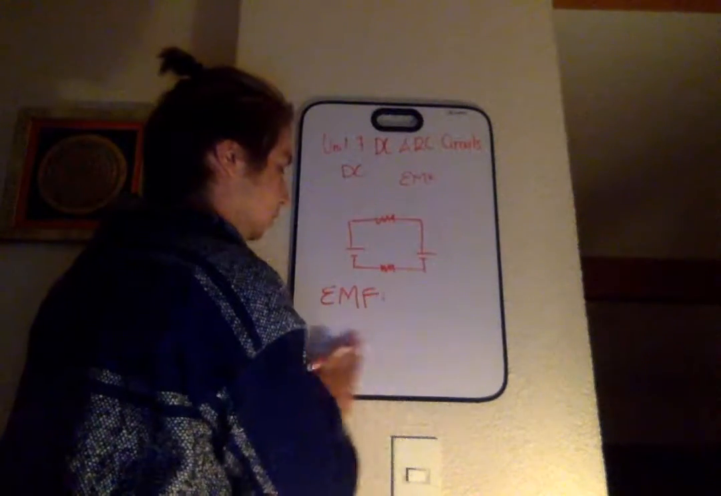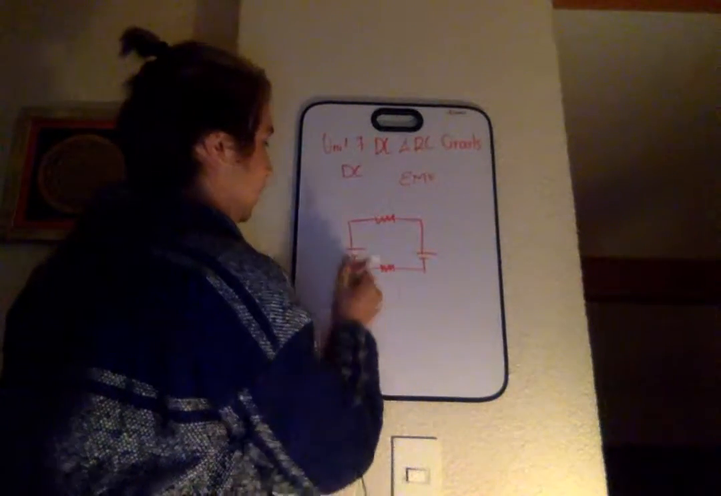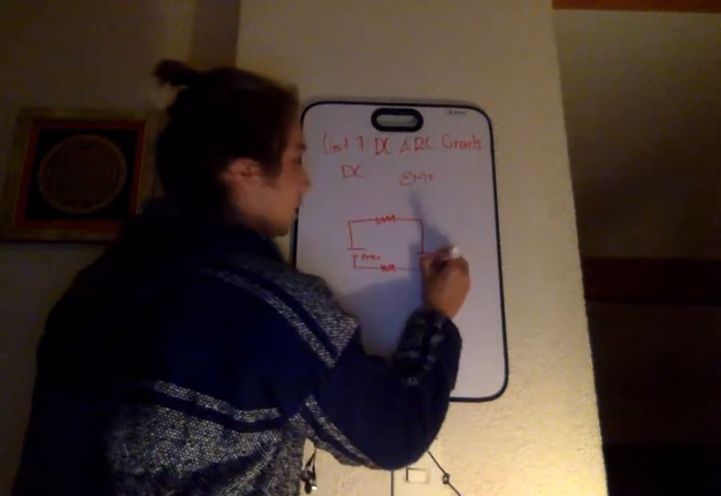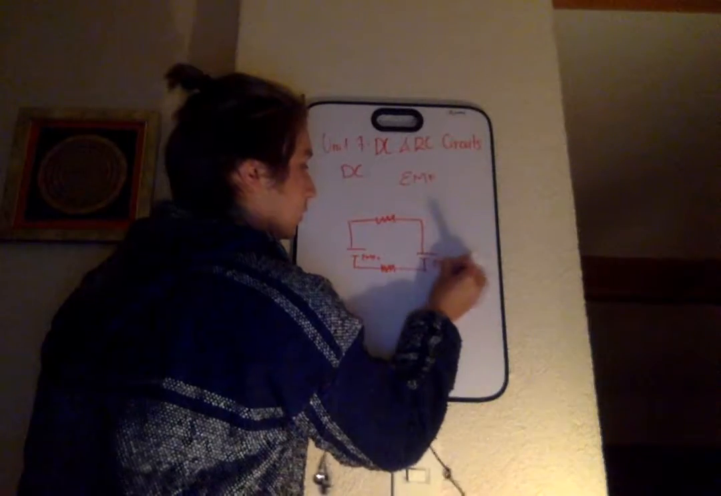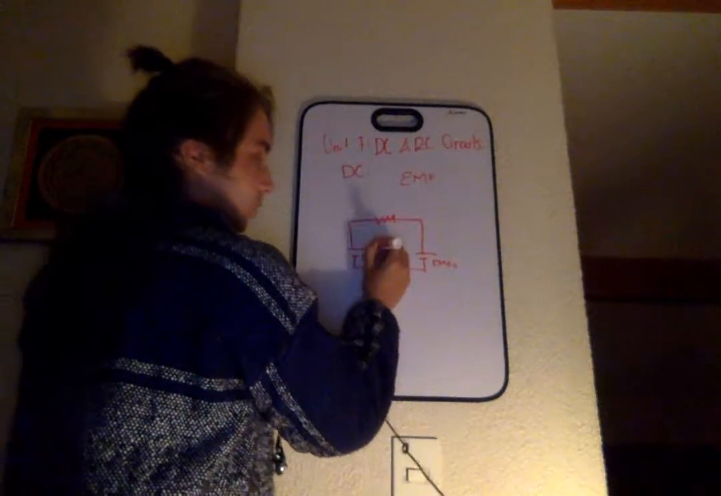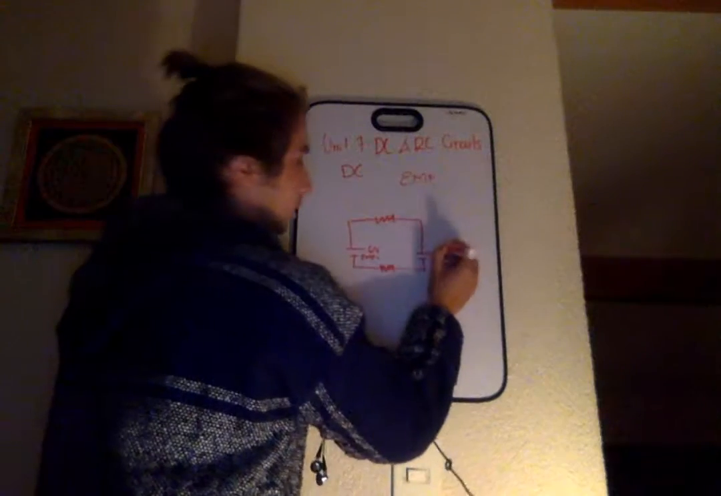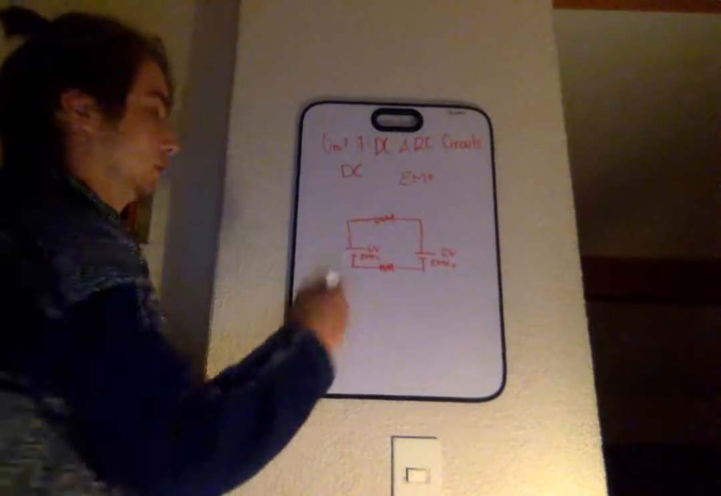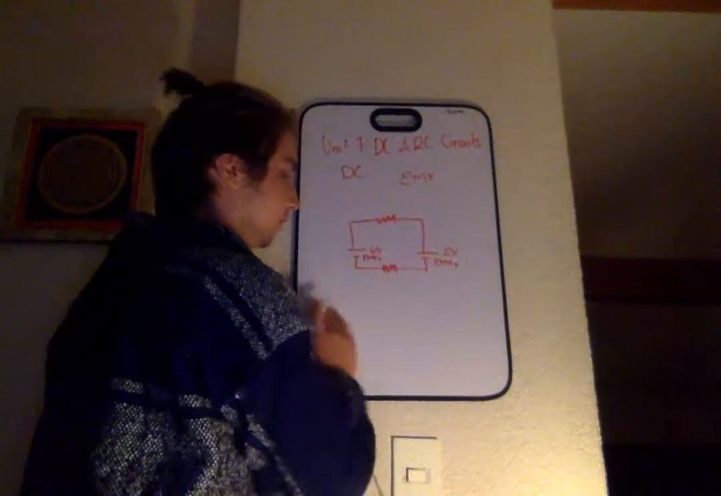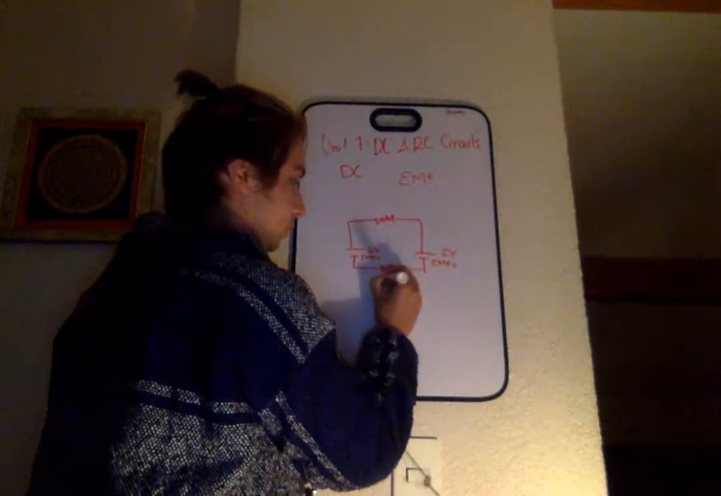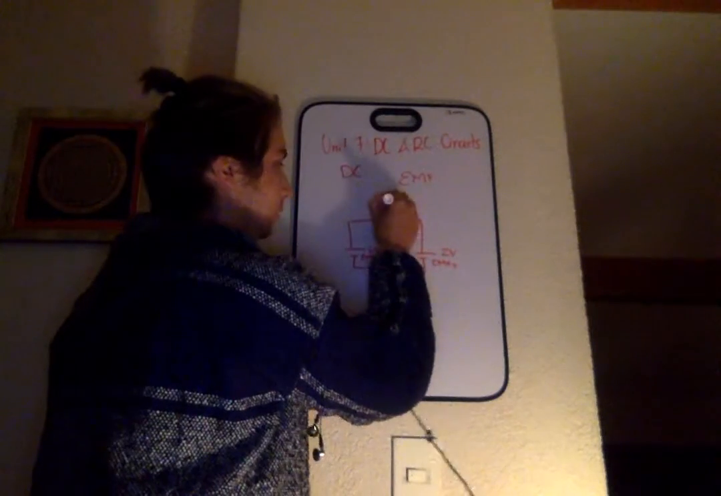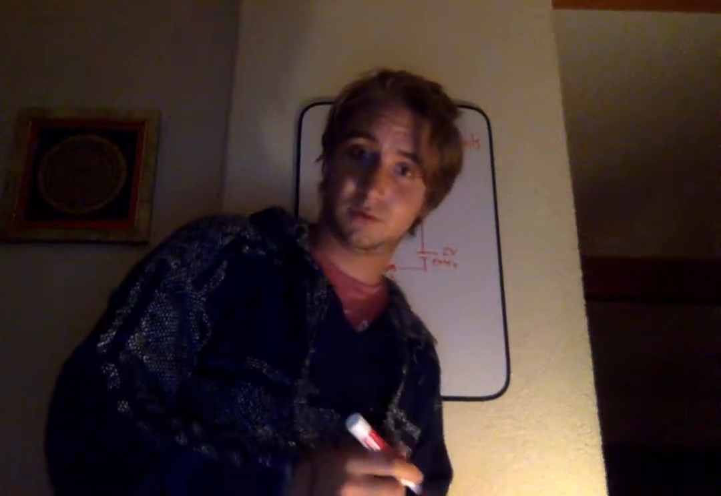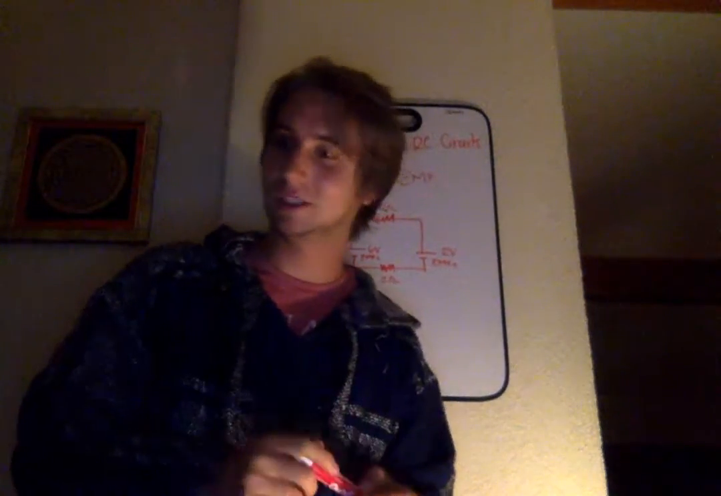And once we know that, we have EMF 1, EMF 2. This could have a voltage of 6 volts. This could have a voltage of 2 volts. And the resistances have a resistance of 2 ohms and 4 ohms perhaps. If you saw, I'm using a microphone now. I hope this sounds correctly.